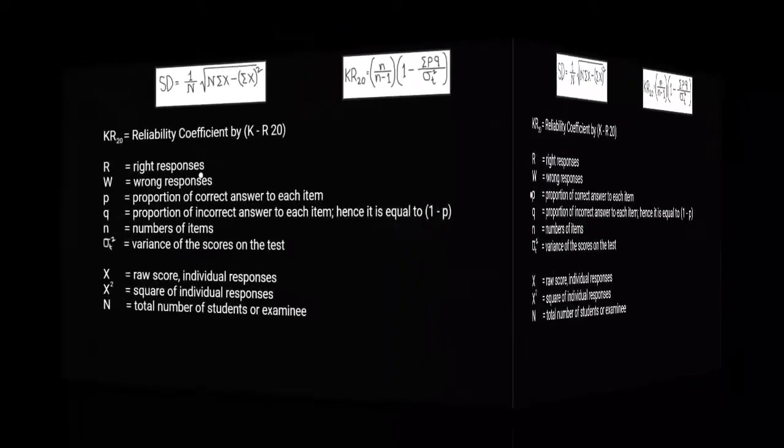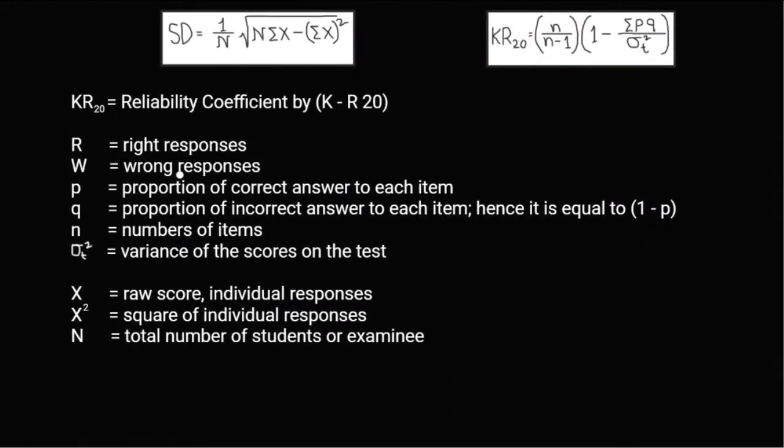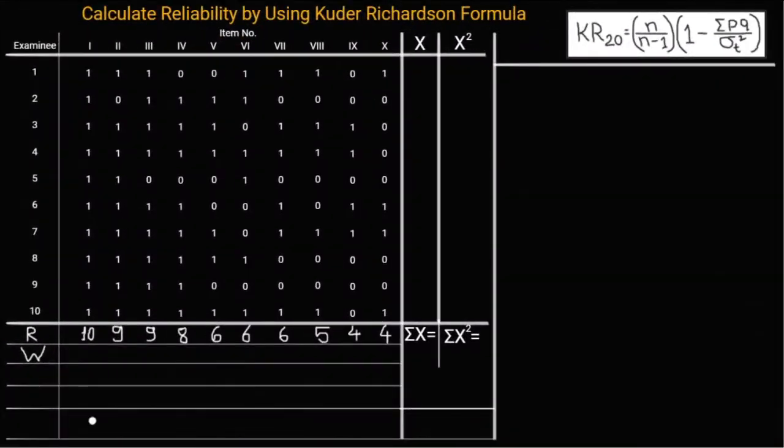Okay, the next step is W. Then look, what is W? W is the wrong responses. Okay, let's find out the wrong responses. First, no wrong responses, that's why it is 0. Next 1, next 2, then 4, then 6 and last 6 wrong responses.